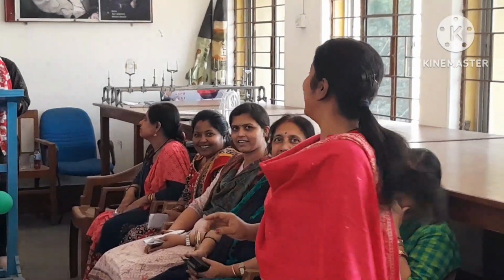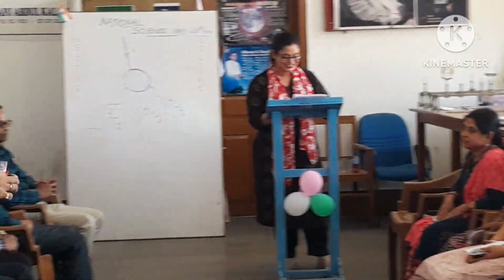What is the answer? Tell the answer. Alpha Centauri. What is the distance from Earth? 4.3 light years. Okay, thank you.